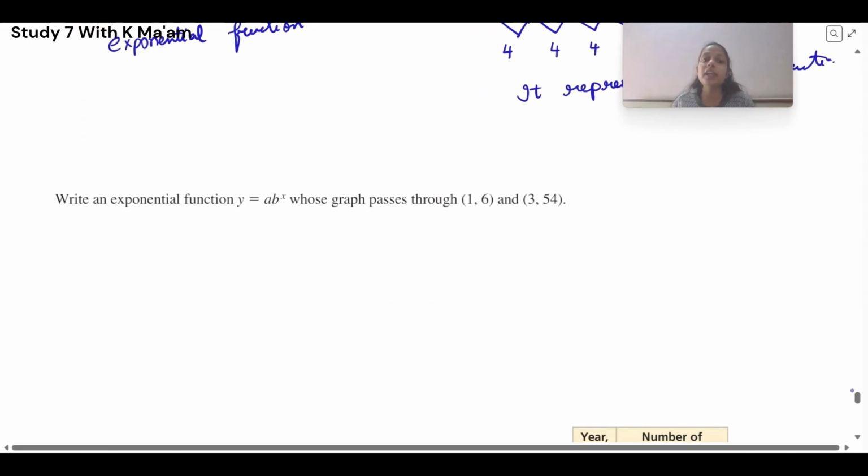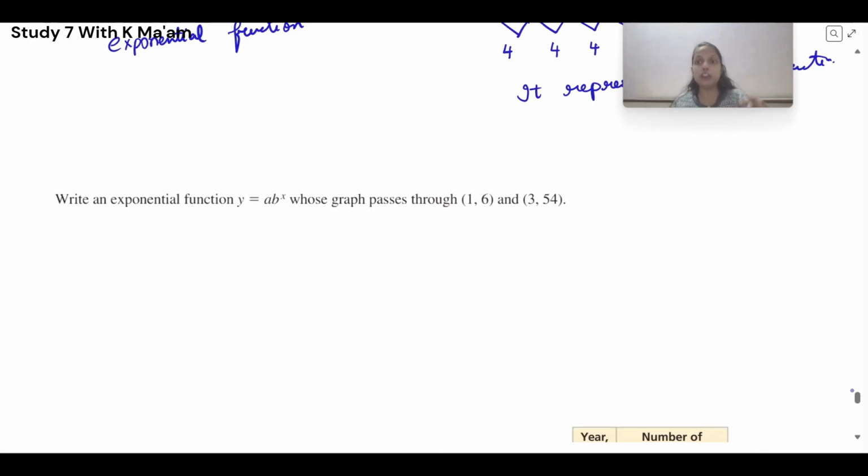So in the second question, let's see the next one. We have to write an exponential function. How is the function? y equals a b power x. A we don't know, b we don't know. But we are given that this function passes through these points: 1, 6 and 3, 54. Passes means it will satisfy the equation. So let's substitute. This is x, this is y. So 6 equals a b power 1. 54 equals a b power 3.